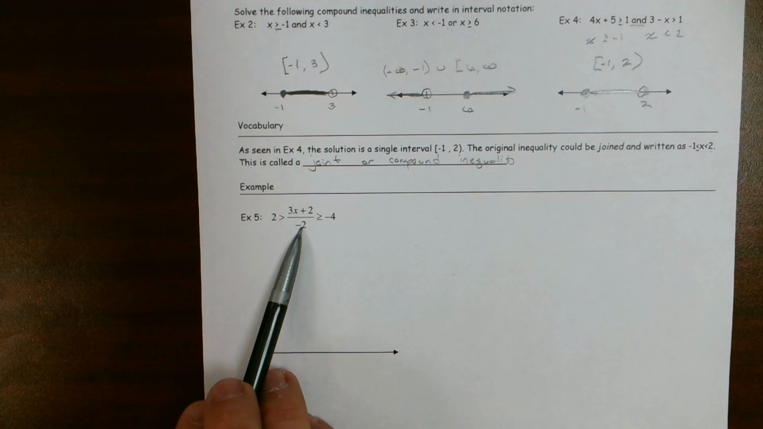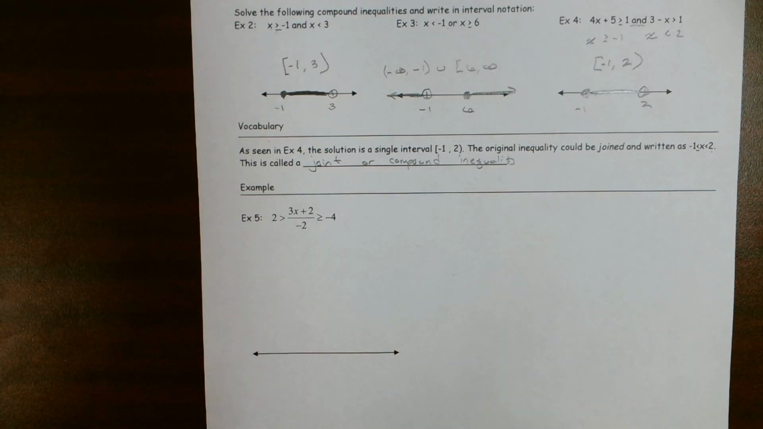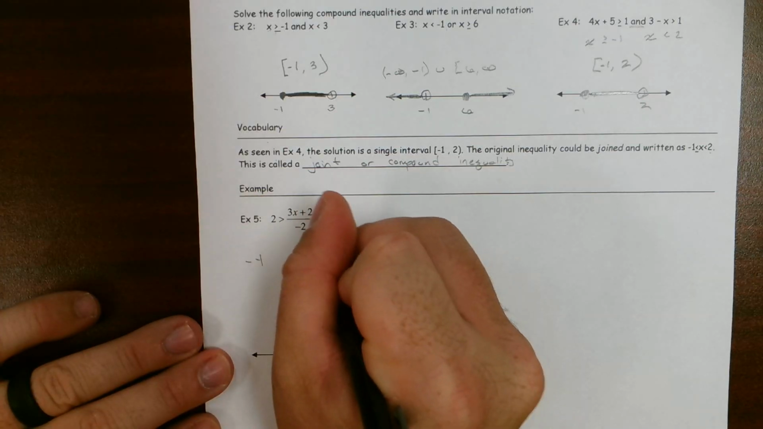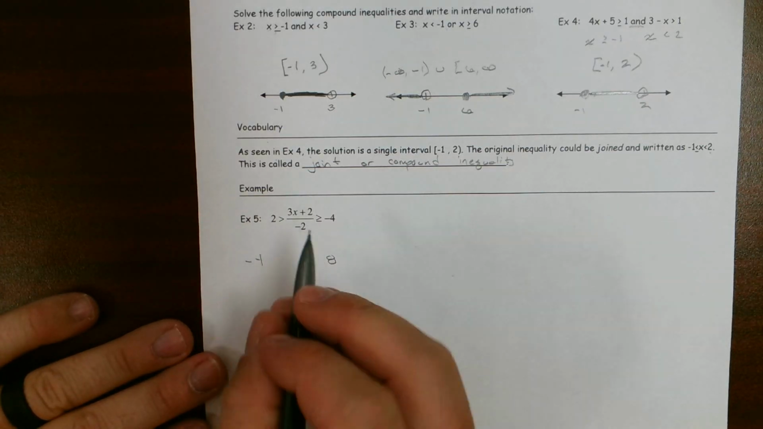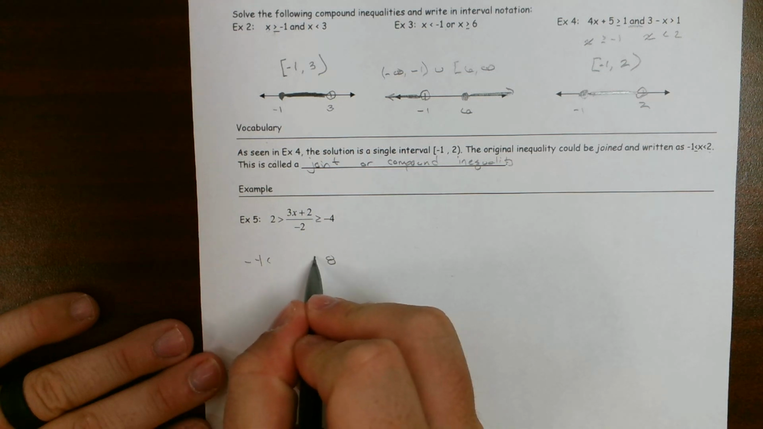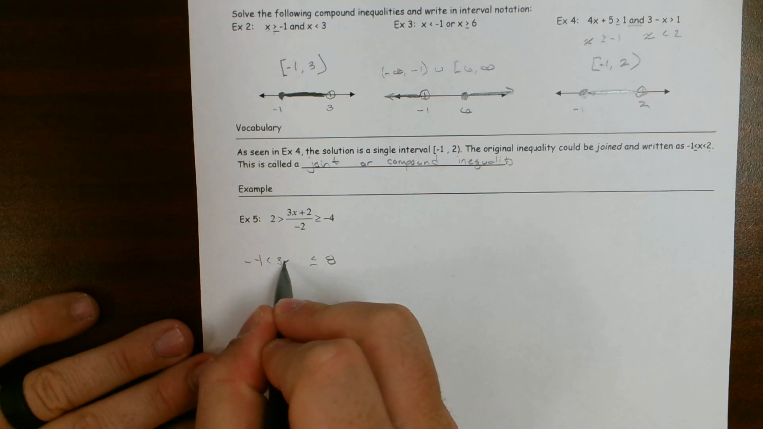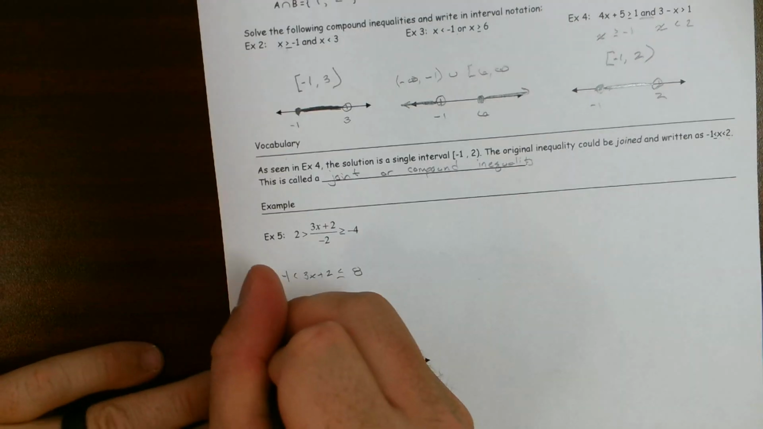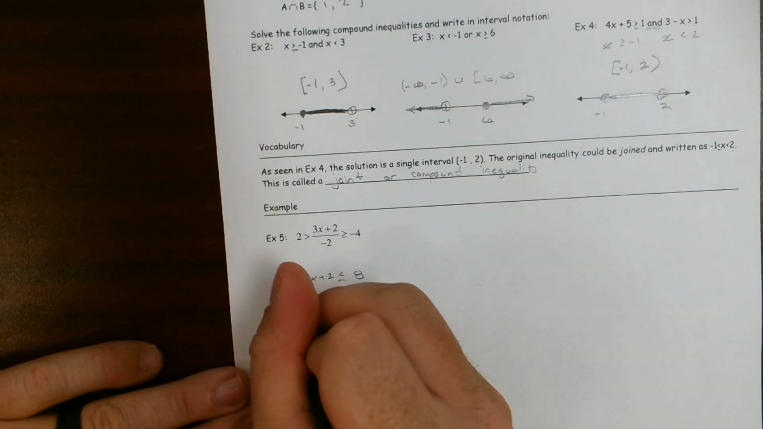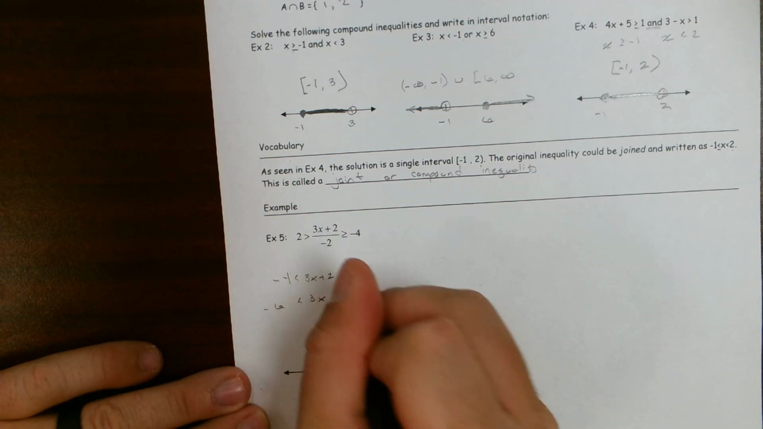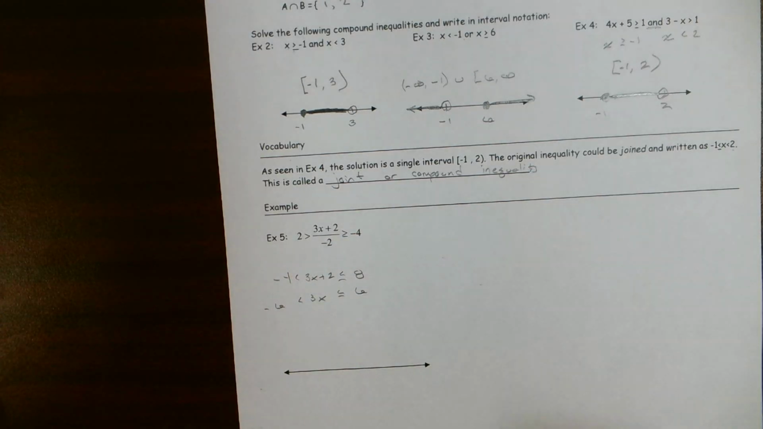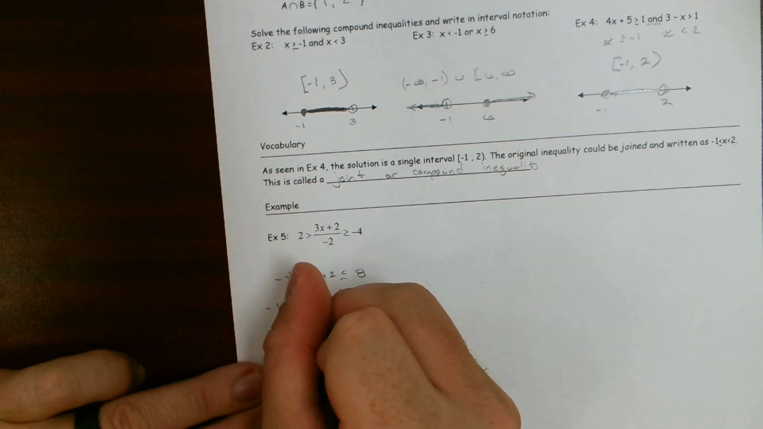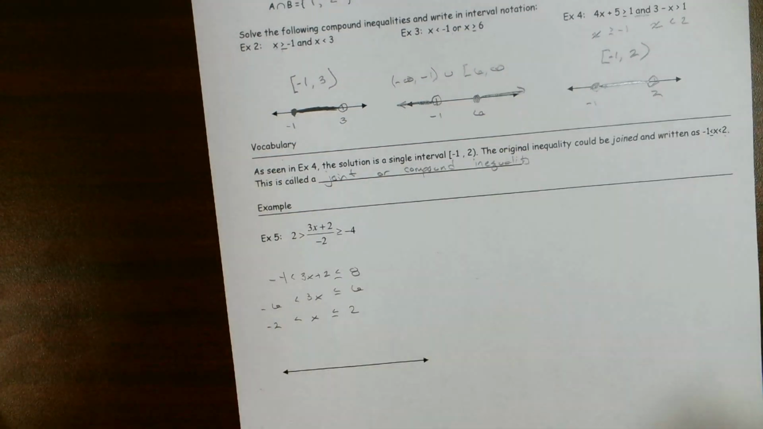Okay, so we want to get that -2 out of the denominator, so we're going to multiply everything by -2, the left and the right. So this is going to become -4 here and 8 here. But remember, when you multiply or divide by a negative number, you got to flip your inequalities. Our middle is now 3x plus 2. And we can subtract 2, so we got -6 over here, less than 3x, less than or equal to 6, and divide by 3. So we end up with -2 less than x less than or equal to 2.